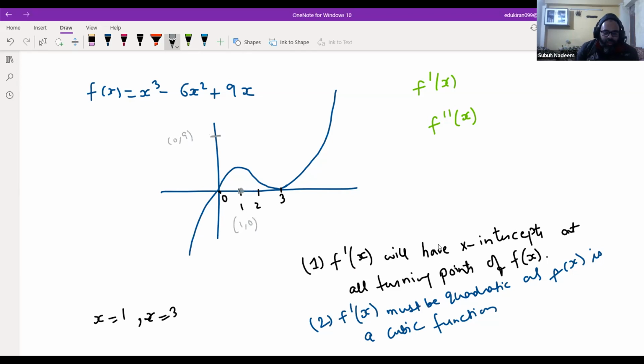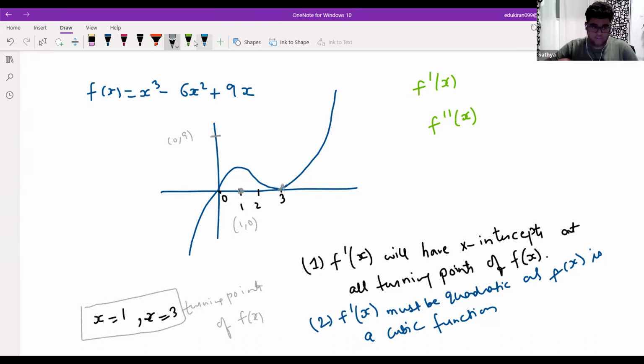Yes, sir. It has x-intercepts at all turning points. Turning points of f(x) are this 1 and 3. So there it will intersect. But what about the point at 3? It is a turning point, no? Okay. Yeah.